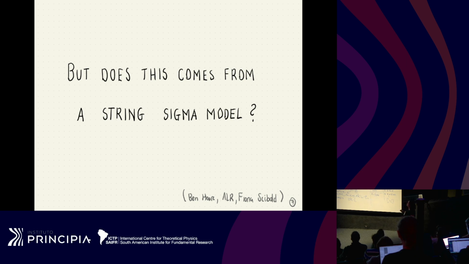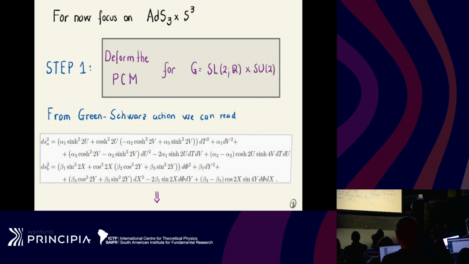So a natural question is, does this actually make sense? Does it come from a string sigma model, or is it just a coincidence that we can embed all these things there? That's the question we have been trying to answer with Ben and Fiona. I will be very schematic here. I will start by focusing only on AdS3 times S3, and at the end I will make some comments about the T4. But the steps are basically, you take the principal chiral model for this algebra.